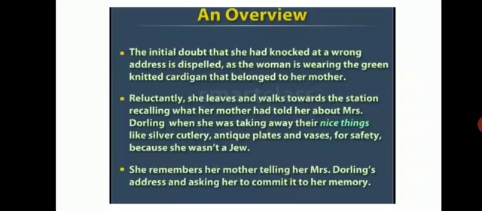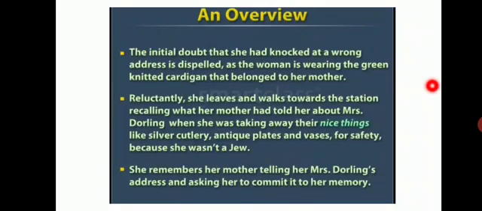She had a doubt initially that maybe she had come to a wrong address, but the doubt was dispelled very soon. It was over because she notices that the woman is wearing a green knitted cardigan, and this cardigan, dear children, belonged to the narrator's mother. So there was no mistake.